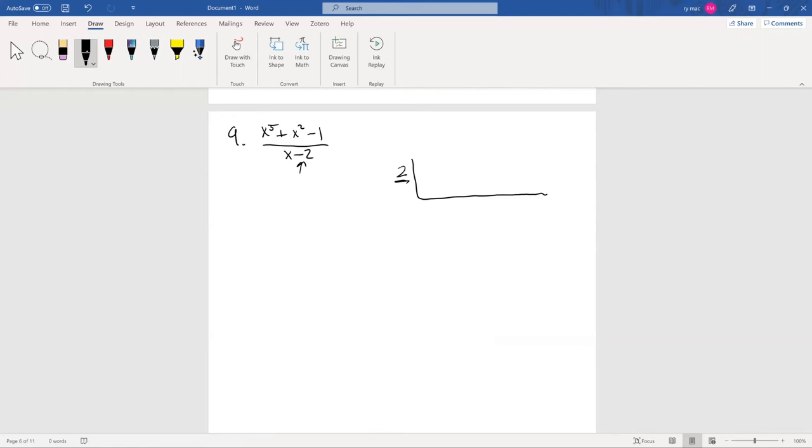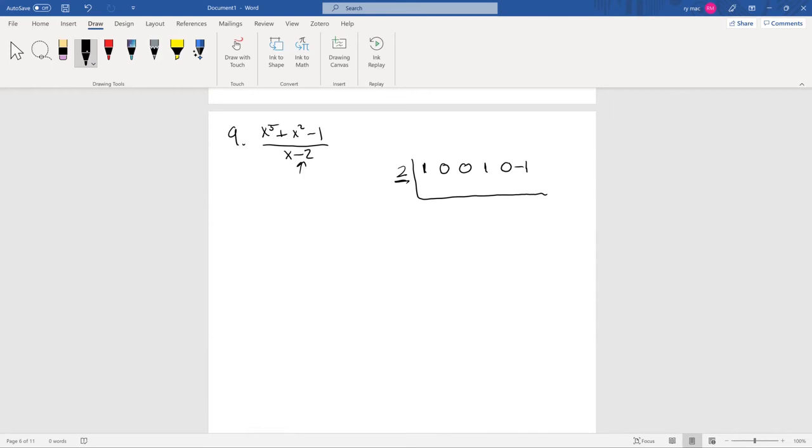And then I'm just going to write out all the coefficients of my numerator. So x to the 5th is 1. We have no x to the 4th, so that's 0. We have no x to the 3rd, so that's 0. We do have our x squared, that's 1. We have no x, so that's also 0. And we have our 1, which is negative 1 at the end.